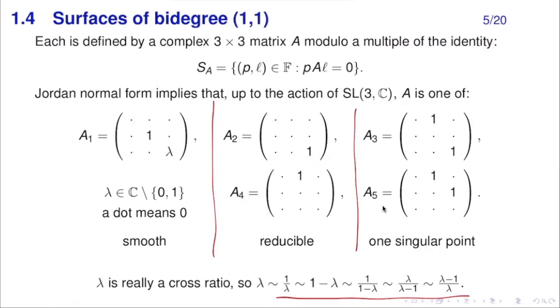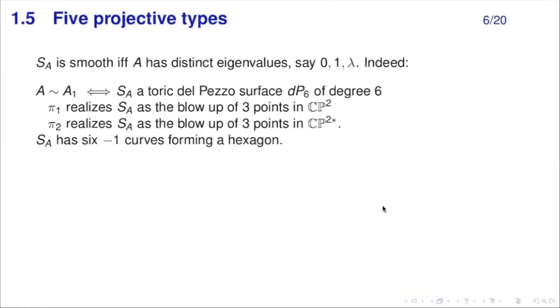And so if you want, I'll say a bit more now about these 3 columns. In the smooth case, it's easy to see, by looking at the eigenvectors of the matrix A, that they define 3 points in CP2, or 3 points also in the dual CP2. And what's going on here is that this surface is just blowing up P2 in those 3 points. And the blow up of CP2 in 3 points is a Del Pezzo surface, or so was the Hirzebruch surface, but this is a Del Pezzo surface of degree 6.